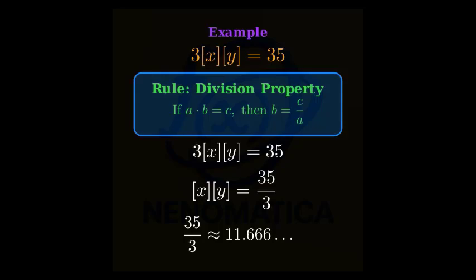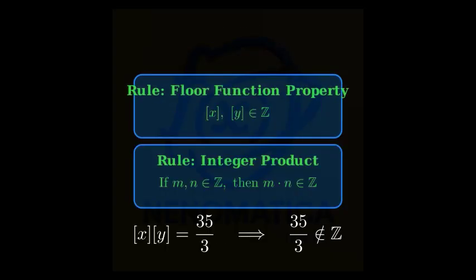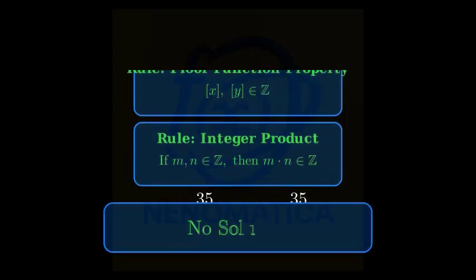Quick challenge. Think ahead for a moment. Can the product of two integers ever give a non-integer? Write down your thought, and then compare with our next step. Step 2. Use the floor function property. By definition, floor of x and floor of y are integers. The product of two integers is always an integer, but 35 divided by 3 is not an integer, so the equation cannot be satisfied.